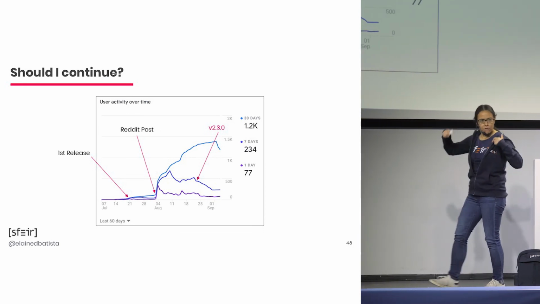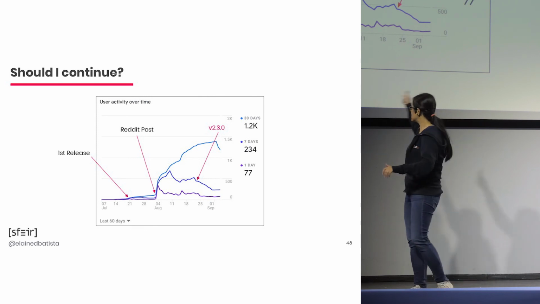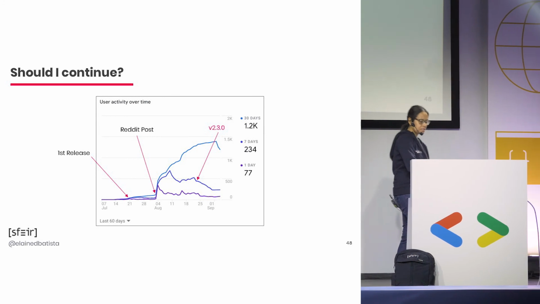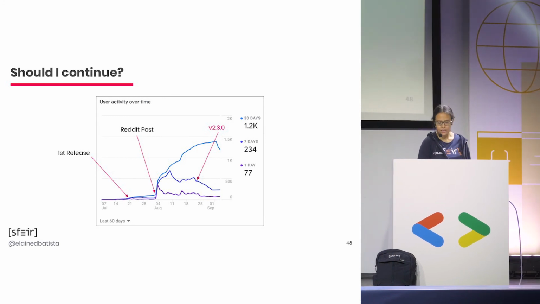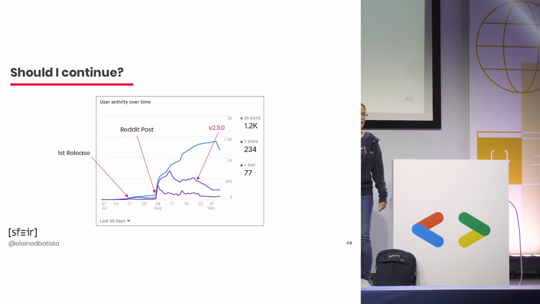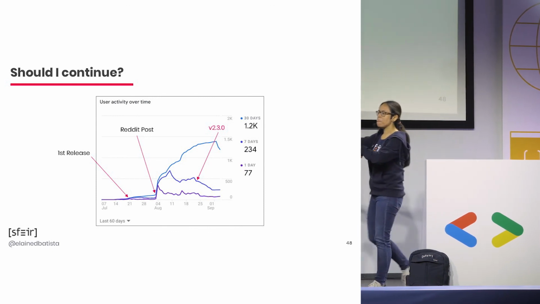So yeah, I have these ideas, I want to continue, but should I? Because these are the statistics of my analytics. This was when I was developing, and then this is when I posted on Reddit. I got a lot of users really quickly, but then suddenly it started going down. And this is because this is the version 2.3.0, not of my app, but of the main app.